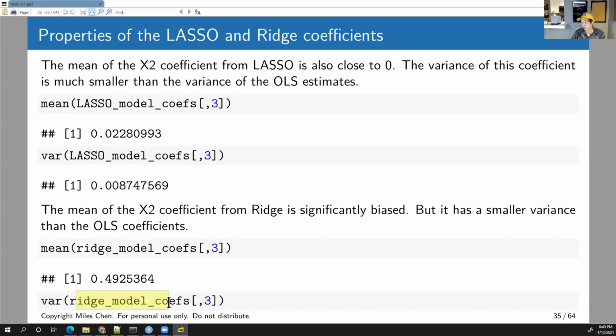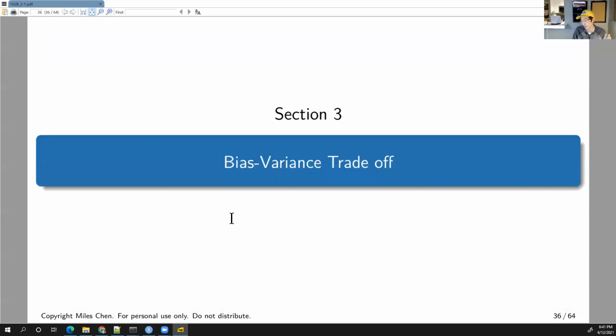And again, over here, it's off. The variance here is actually not small. It's not really an improvement, or maybe just smaller variance but significantly biased here. All right, so those are just some properties, just looking at the results of the coefficients by fitting the same model a whole bunch of times to different random samples of the data.